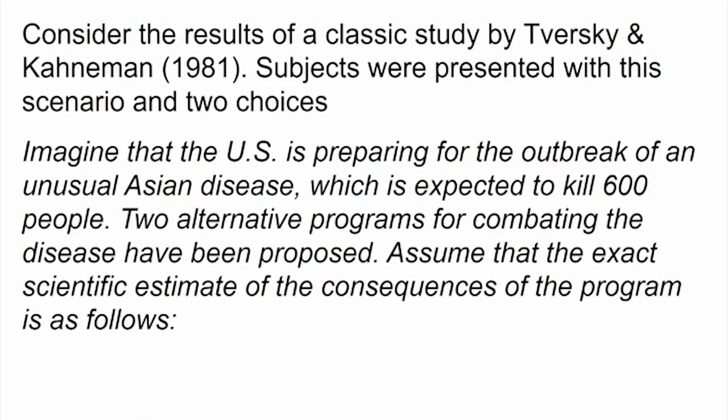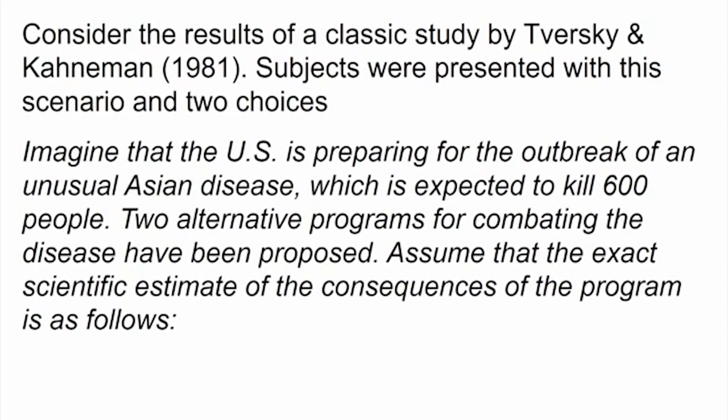The scenario says: imagine that the United States is preparing for an outbreak of an unusual Asian disease, which is expected to kill 600 people. So, the United States is preparing itself for an outbreak of disease where they have already calculated that 600 people are going to die. Now, two alternative programs for combating the disease have been proposed. So, 600 people are going to die no matter what. This is the certainty with it.